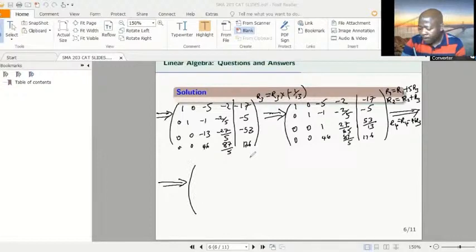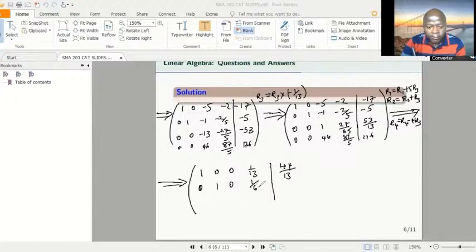So I'm getting 1, 0, 0, 1 out of 13, and 44 out of 13. You can do that one later. Then this would be 0, 1, 0, 1 out of 65. And this other one would be negative 12 out of 13.